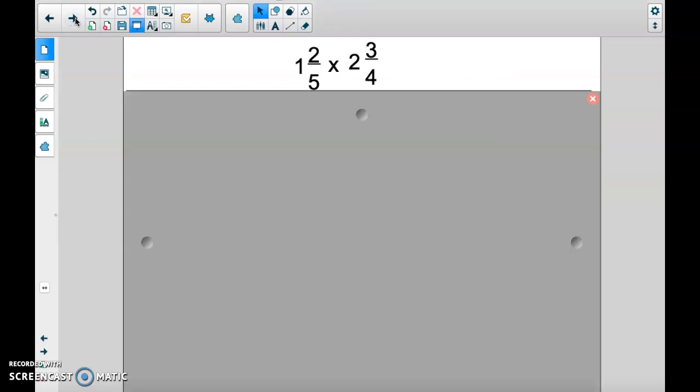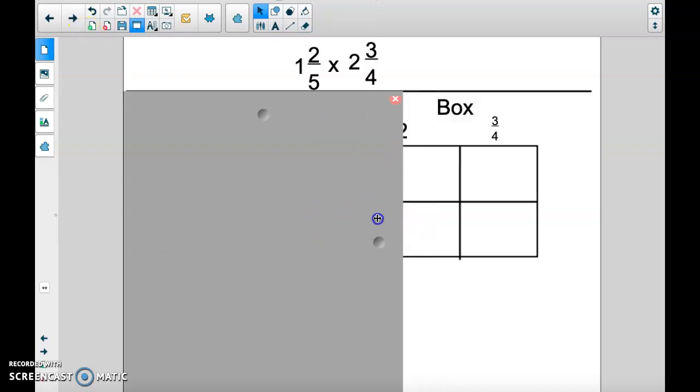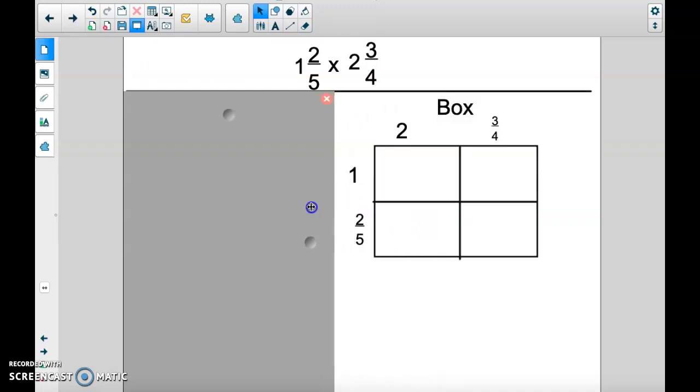So when we look at this problem, I'm going to show you two strategies, and it's two strategies we used when we did a mixed number times a fraction, right? So we're just building on what we know, okay? It's nothing totally new, but I'm going to show you two strategies. The first strategy I want to show you is the box, okay?